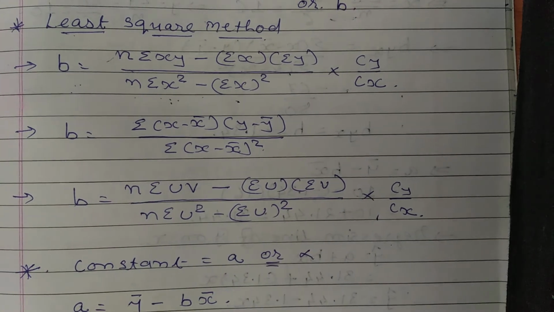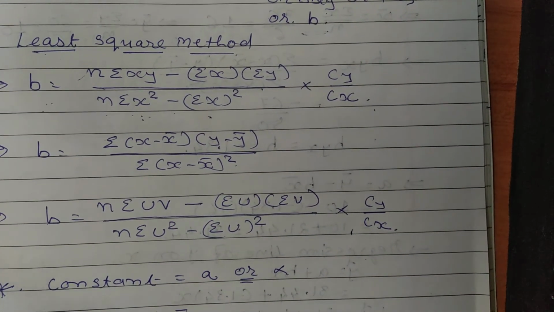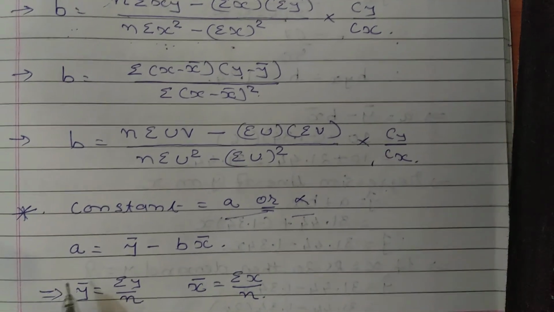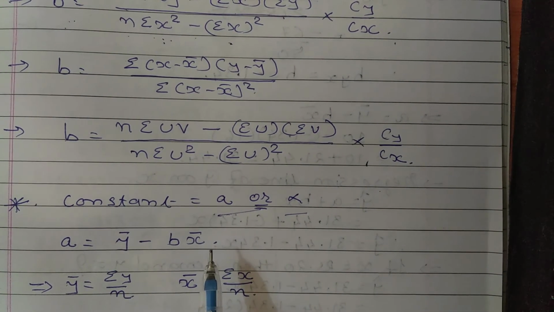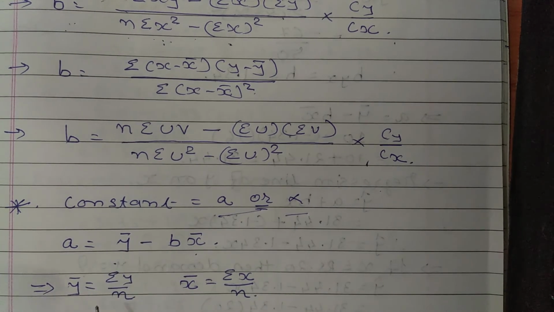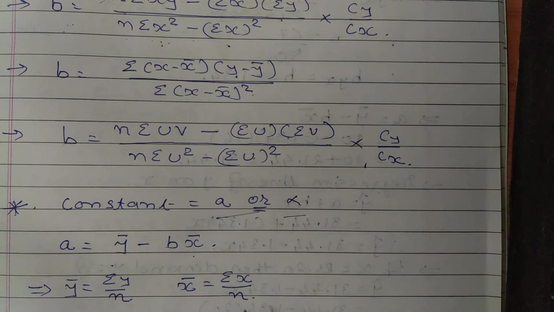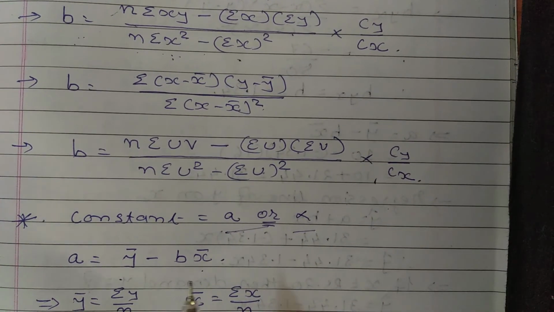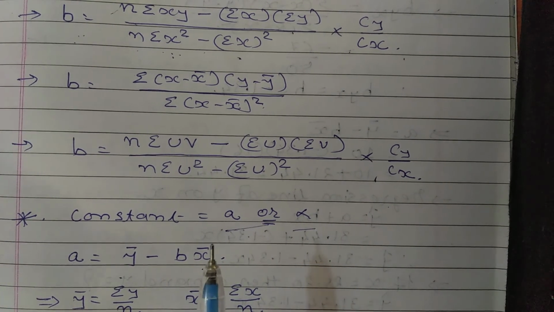Now, the formula to find out the constant a or alpha. The formula is a is equal to y bar minus b x bar. That's why it is compulsory to find out x bar and y bar both. As you know, y bar is equal to sigma y upon n and x bar is equal to sigma x upon n. These are the important formulas for your linear regression normal questions of 5 marks.